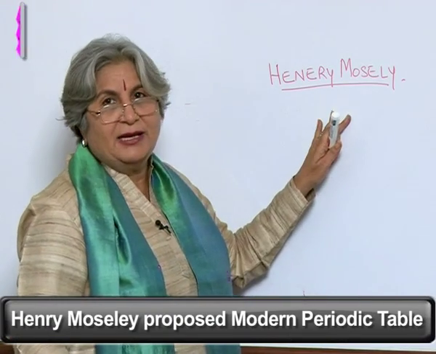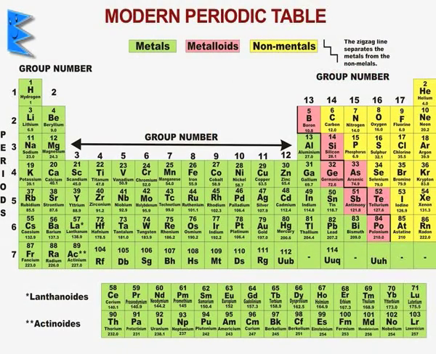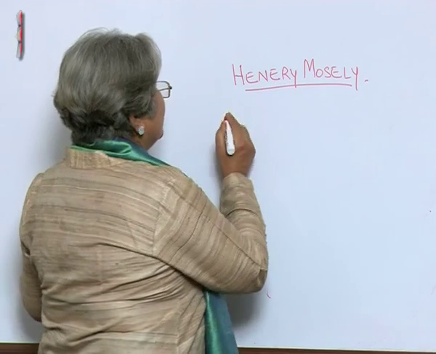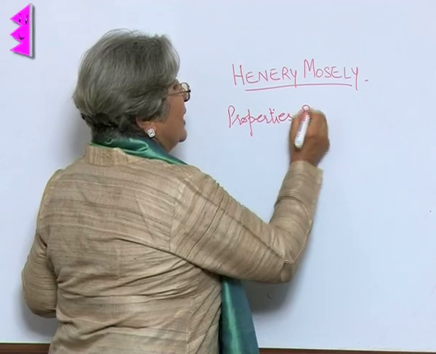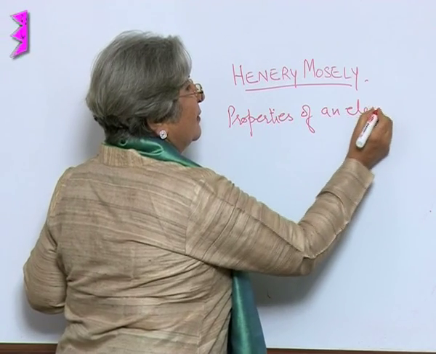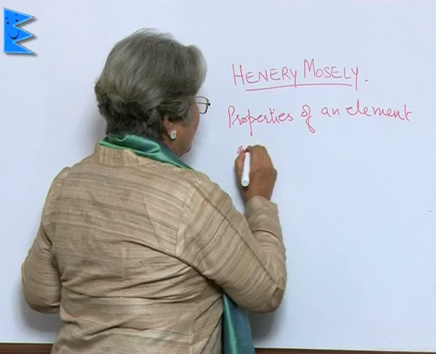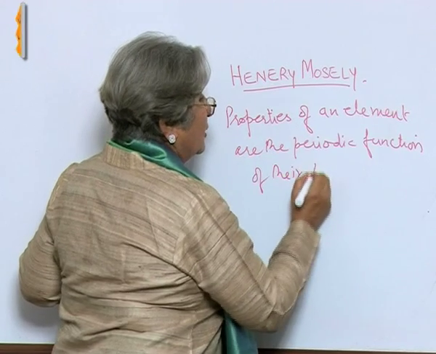The modern periodic table proposed by Henry Moseley has taken care of some of these anomalies. First of all, he changed the very criteria of the periodic table. He said that the properties of an element are the periodic function of their atomic number and not the atomic mass. So, we will write this definition: properties of an element are the periodic function of atomic number.